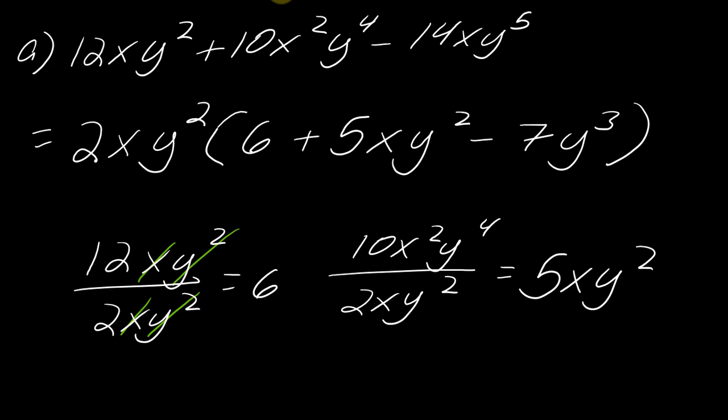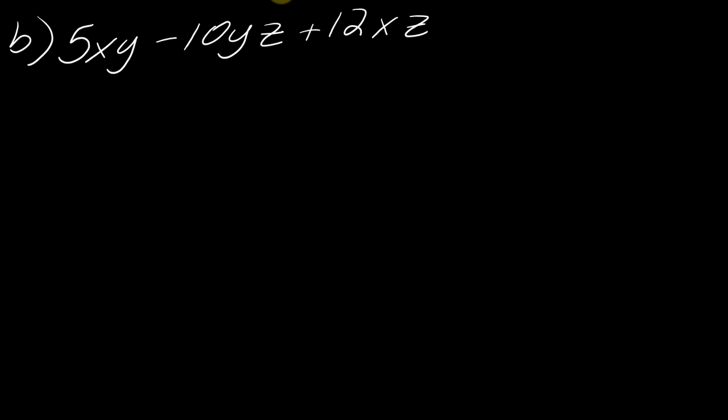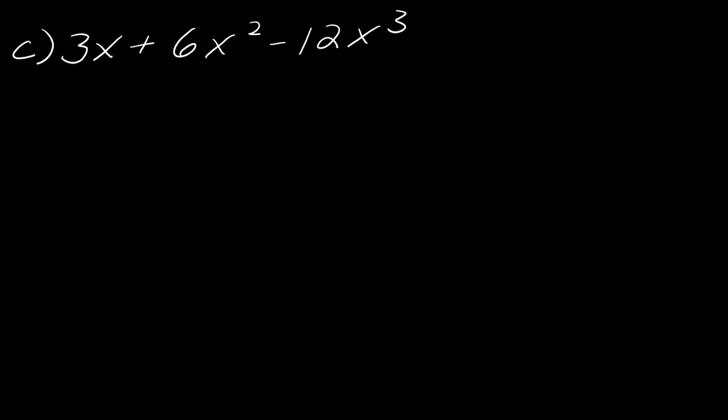Okay, so moving on. Now I've got b here, and I've got 5xy minus 10yz plus 12xz. So once again, we do not have the case where you see a common variable in all three terms. And then these are not divisible by the same number. So this one is once again just prime.